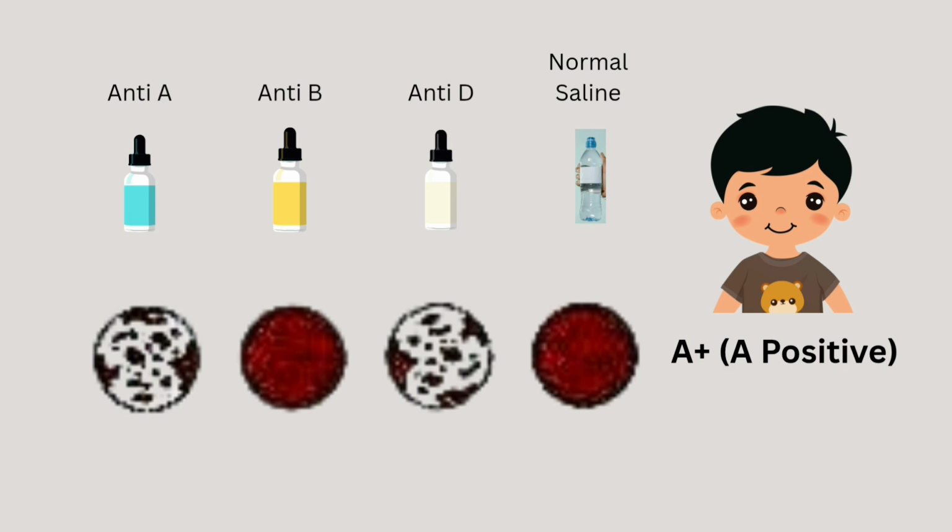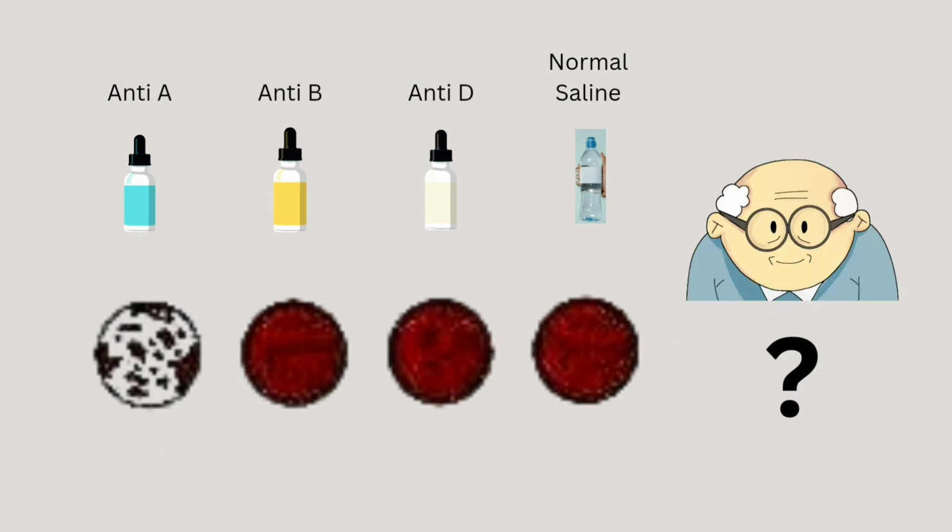This person has A positive blood group because we can see agglutination in the first and third blood drops, which were mixed with anti-A and anti-D antibody reagents. Now you answer the blood group of the remaining persons.